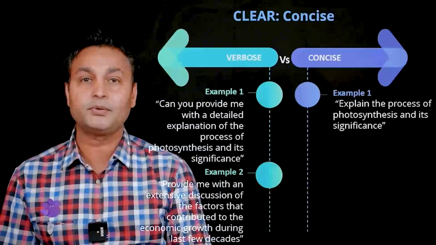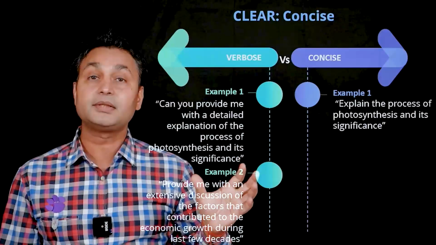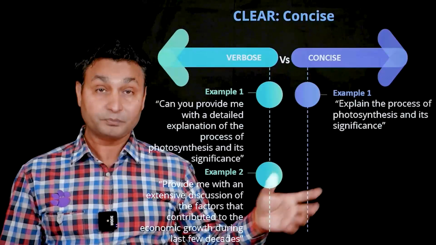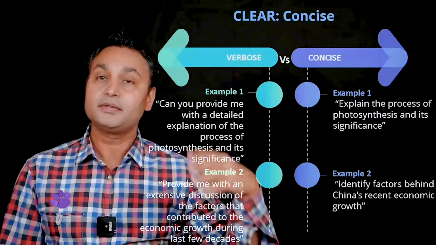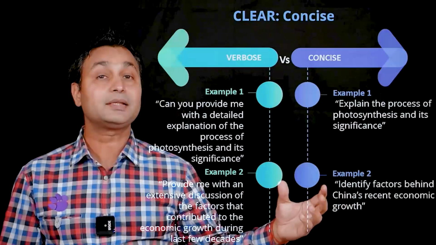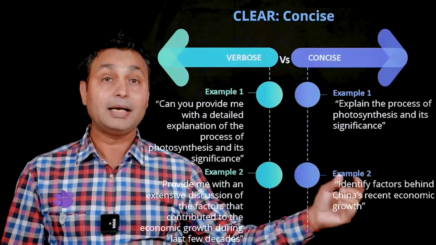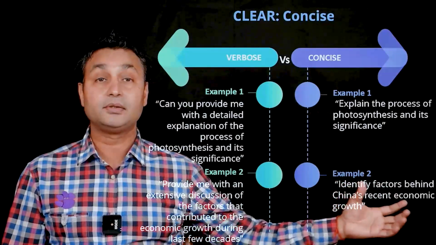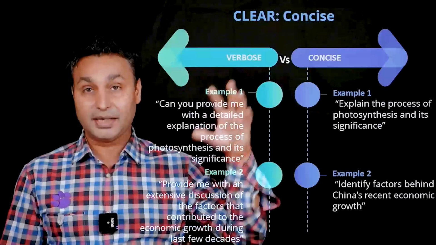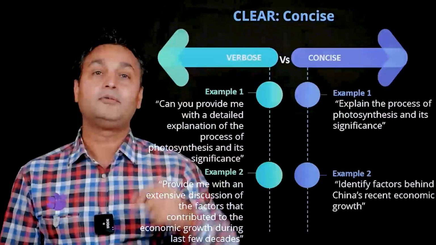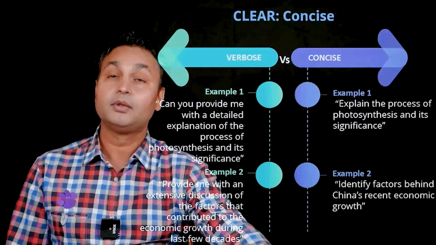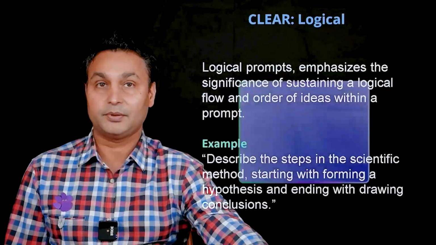Let's take another example. Example 2: provide me with an extensive discussion of the factors that contributed to economic growth during the last few decades. If we are asking that, we can rephrase this prompt and be a little bit more concise by rewriting it as: identify factors behind China's recent economic growth. So we have taken this and converted it into a more concise prompt. This is the first step of the framework, concise, where the goal is to be concise and not verbose when you're providing inputs to interfaces like ChatGPT.